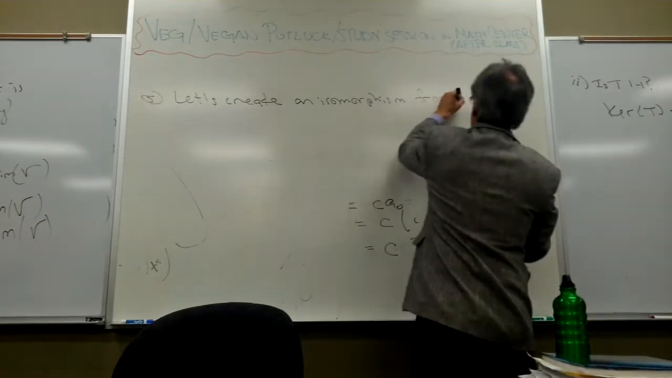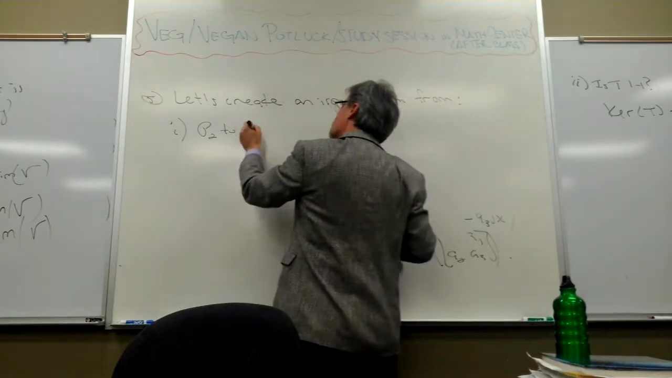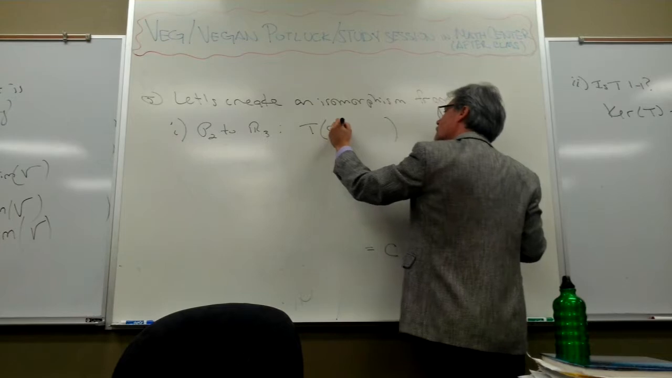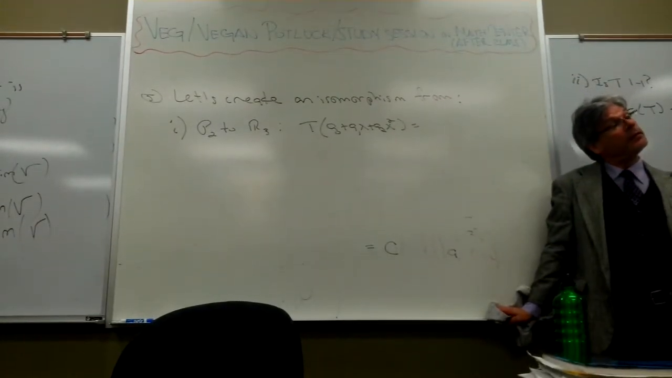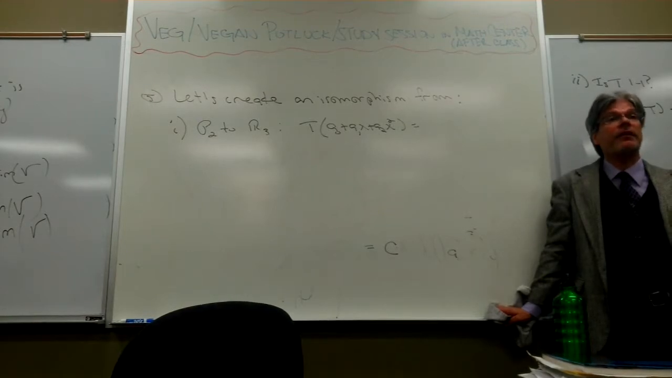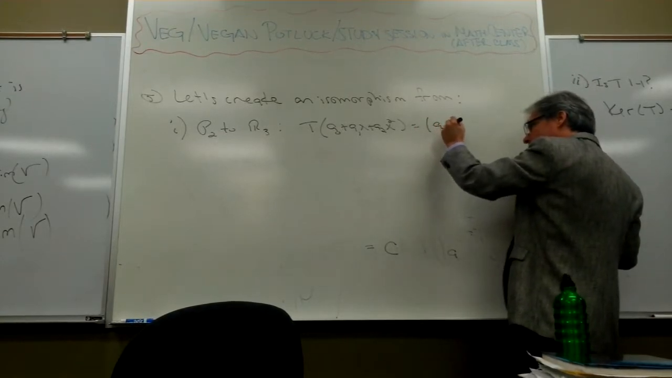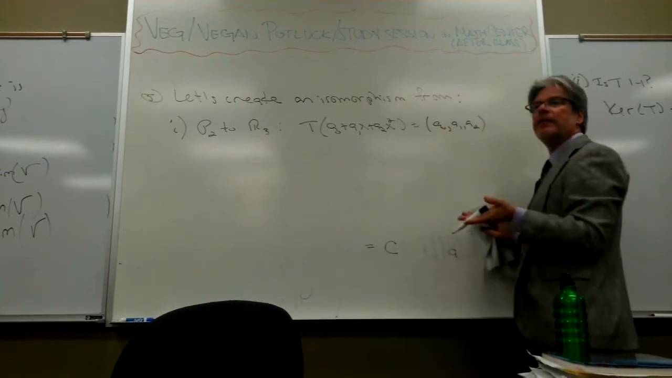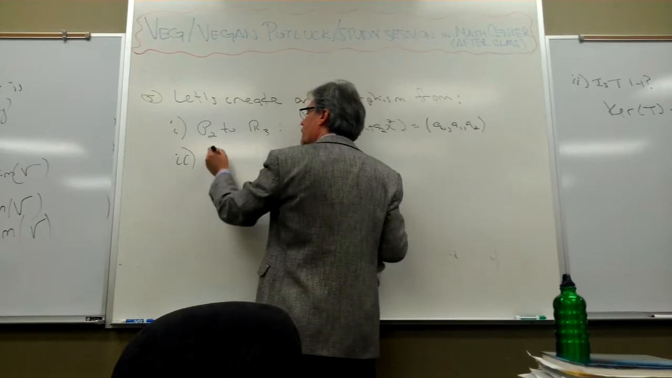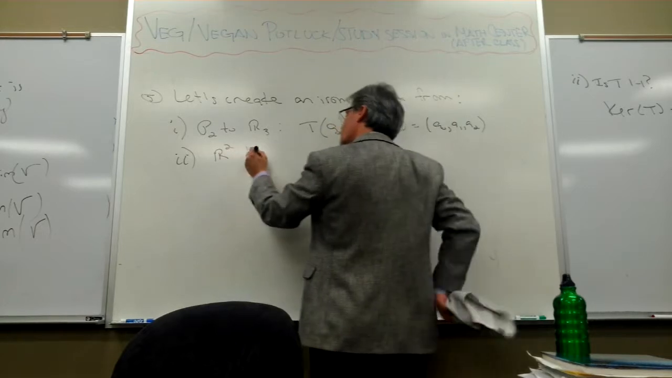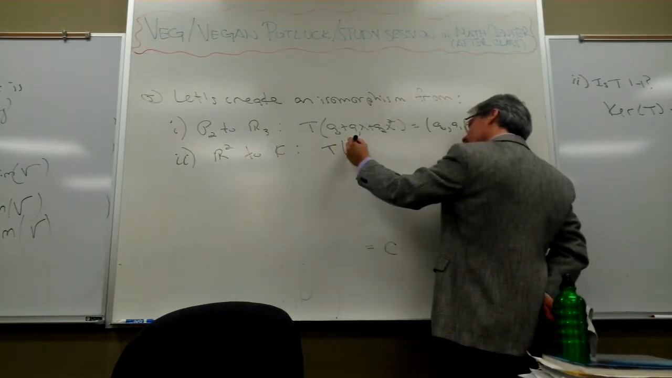From, for example, I don't know, how about P2 to R3? Anybody? Could you just make up a linear transformation out of thin air that's an isomorphism? A very basic linear transformation that's both one-to-one and onto. Do you think you can create an isomorphism from R2 to the complex numbers? I know you can do it.